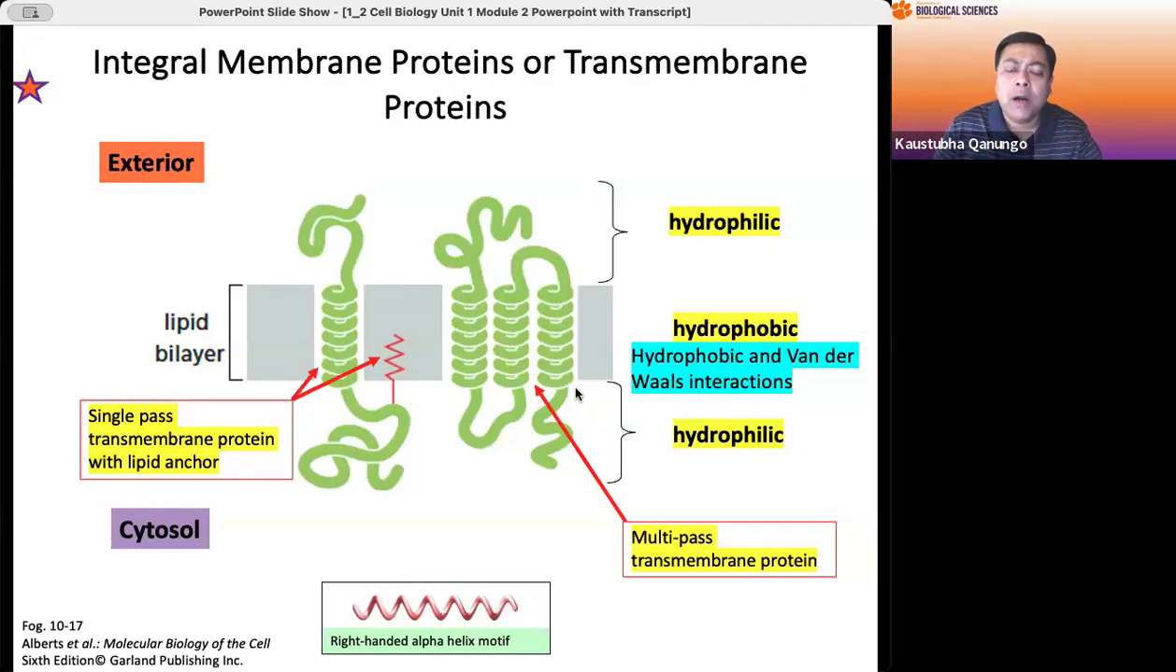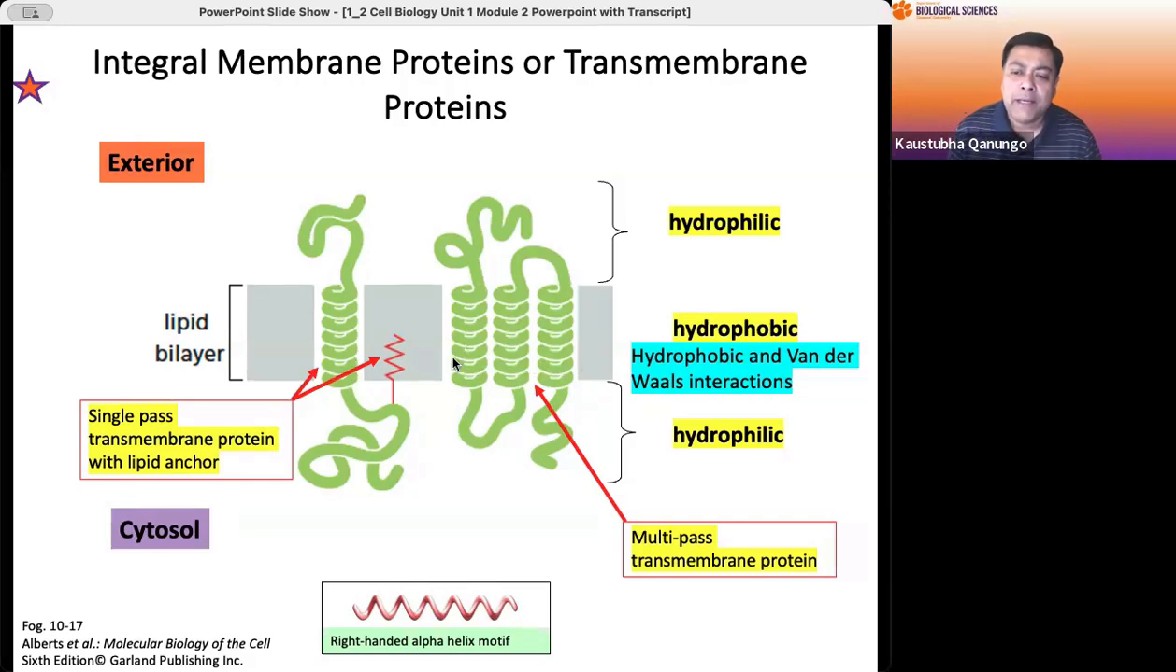And what are the different forces that keeps these together? So there are hydrophobic and van der Waals interaction. That is actually important as well. Hydrophobic and van der Waals. And see that this part of the protein, which is towards the exterior, is hydrophilic. And the part of the protein which is towards the cytosol, that is hydrophilic. But the core part is hydrophobic, this part.